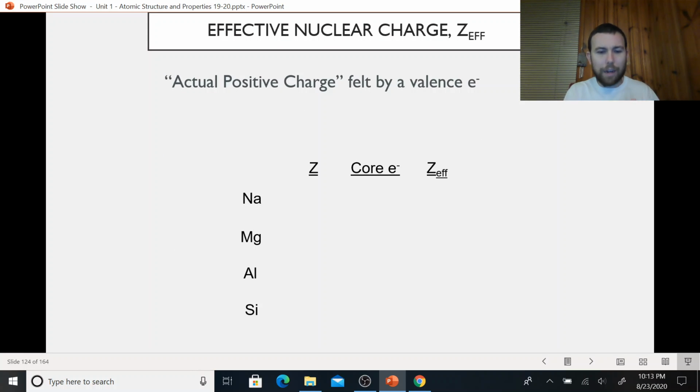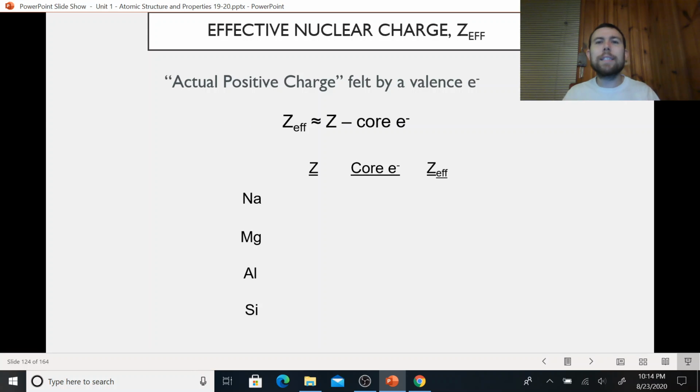Now, as we've broken that down, I need to take some time to talk more about effective nuclear charge. You should remember this from the Coulomb's law video that you watched a couple of videos back. Effective nuclear charge has to do with the attraction between the protons in the nucleus and the electrons. We're going to define it right now as the actual positive charge specifically felt by a valence electron. Okay.